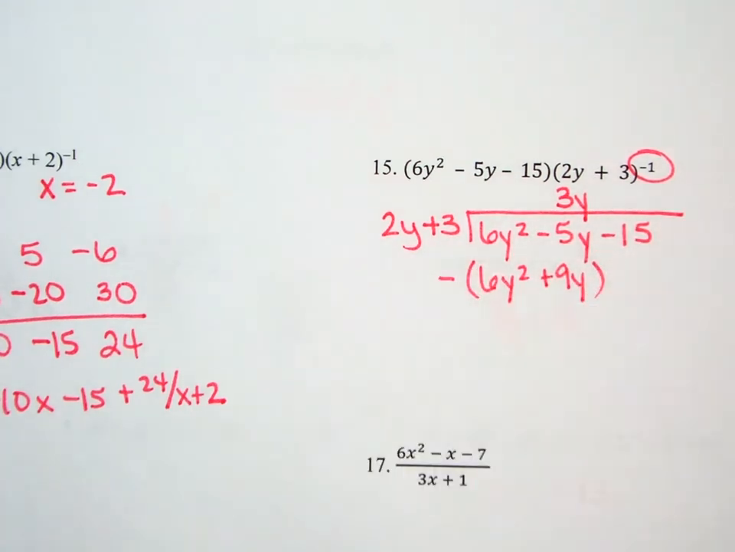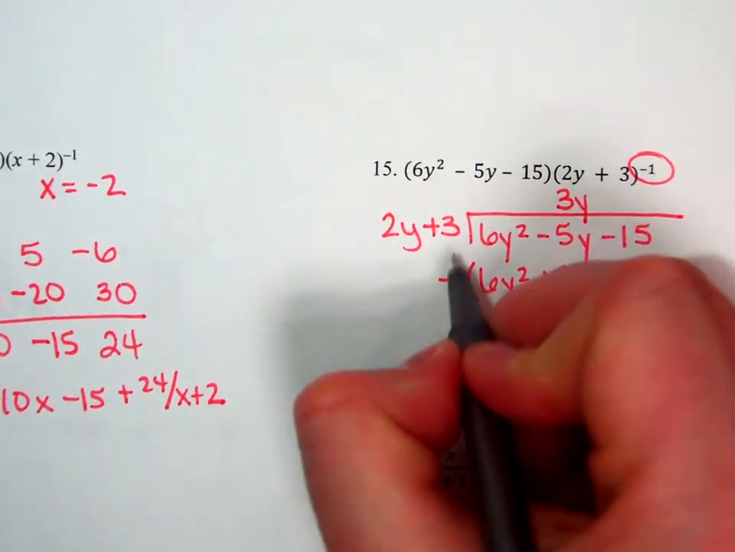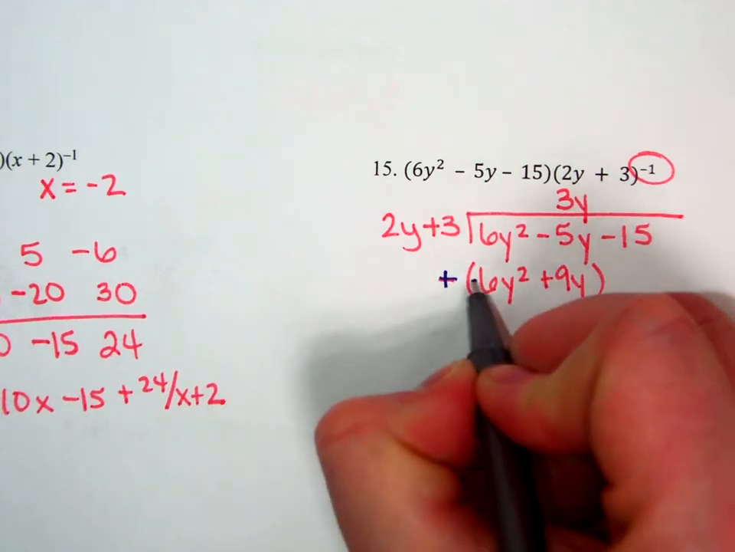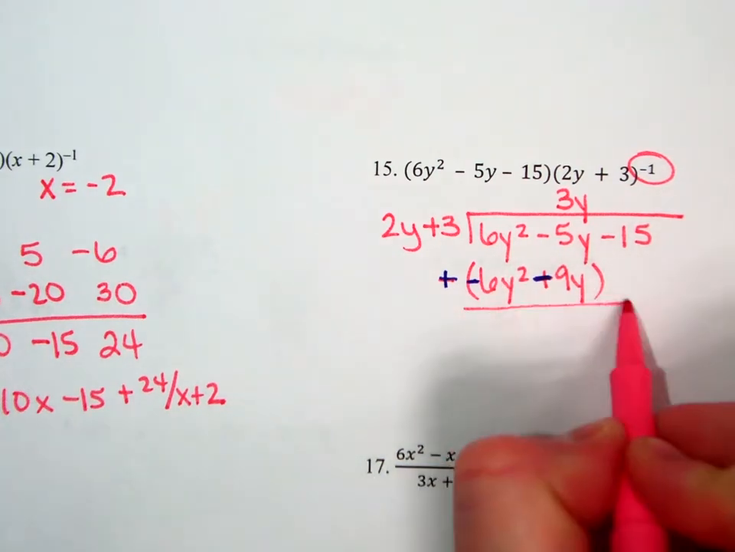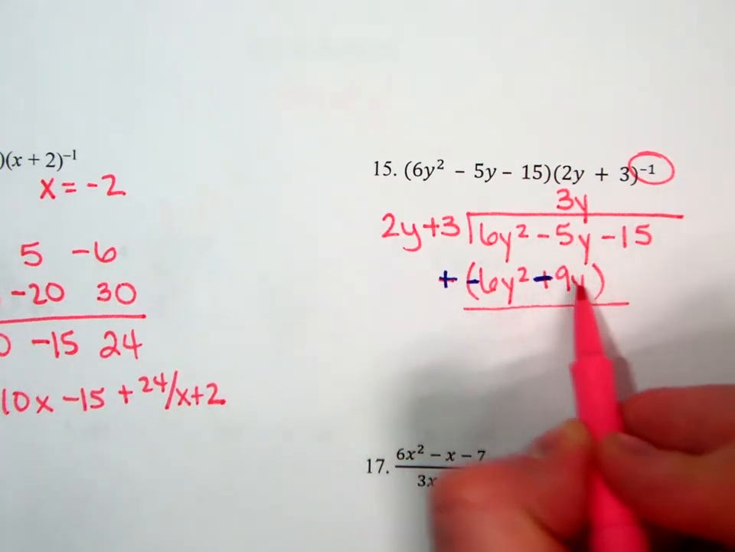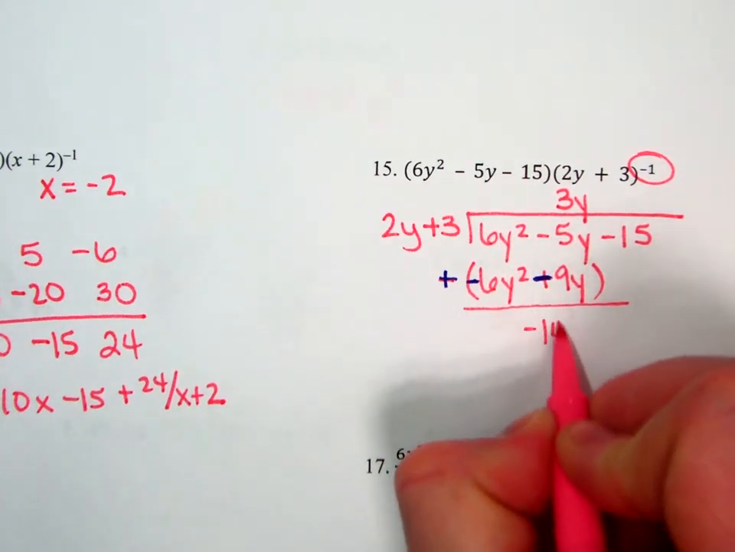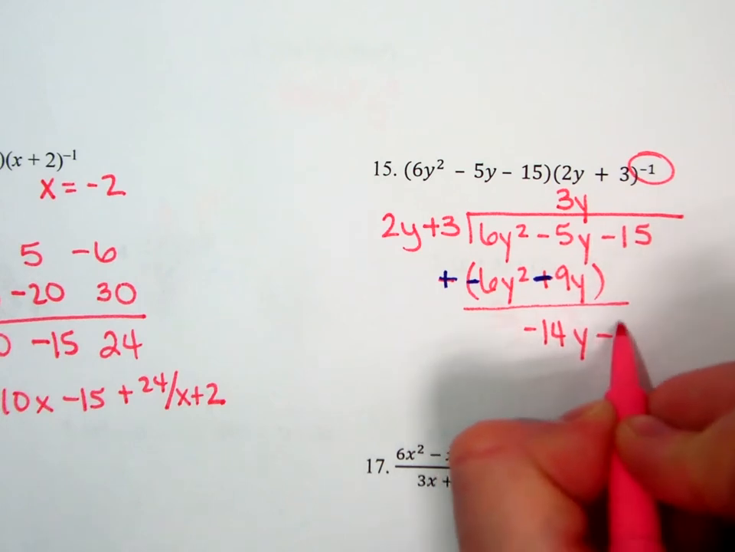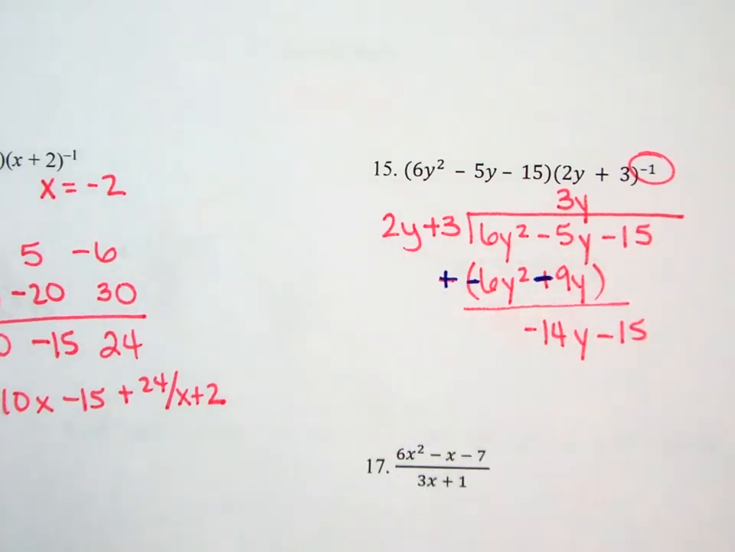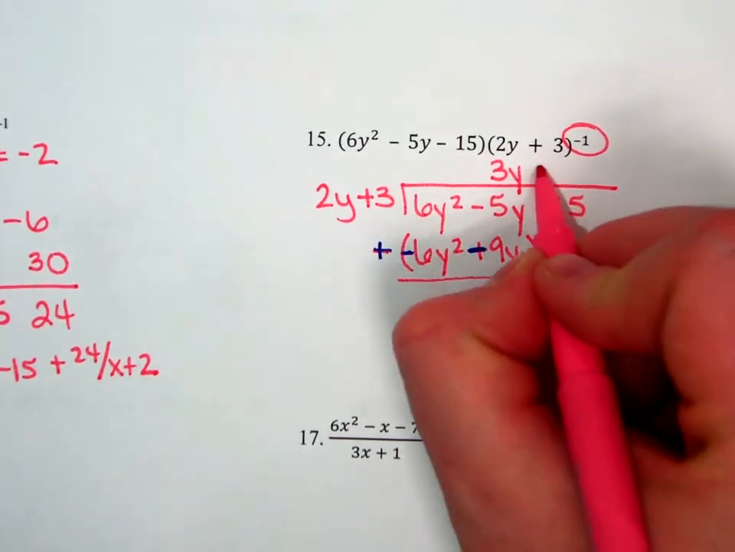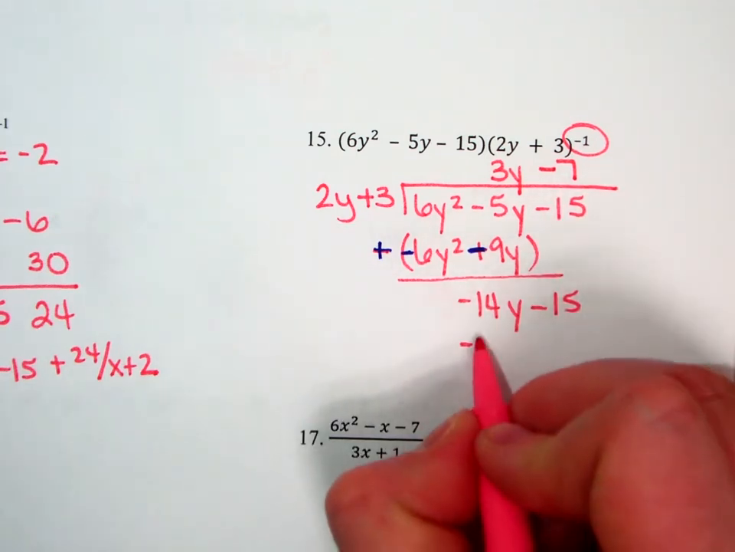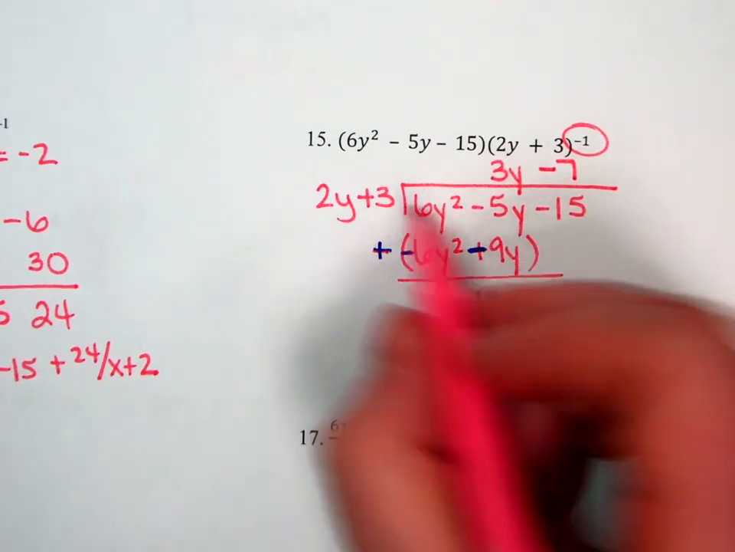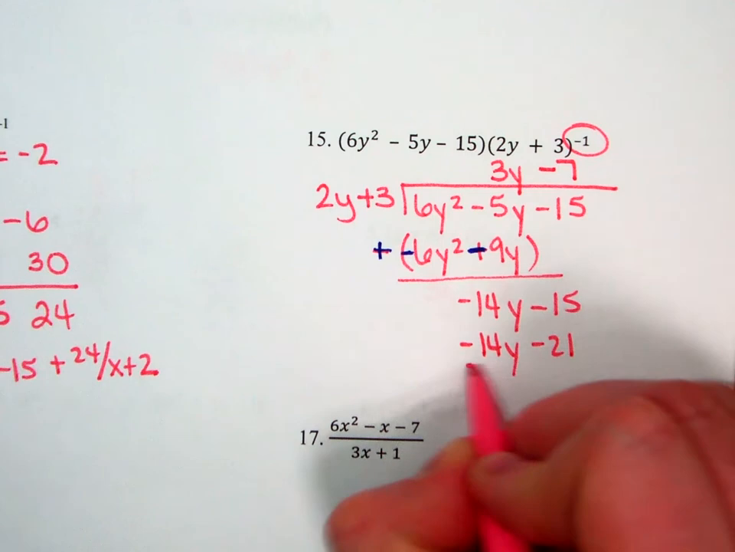So what we're going to do is now subtract. So I'm going to bring in a different color. So I'm going to make this a minus, and this becomes a minus. So now I have canceling here. Negative 5y minus 9y is a negative 14y. Bring down the 15. What times 2y gets you negative 14y? Negative 7. Negative 7 times 2y is a negative 14y. Negative 7 times 3 is a negative 21.